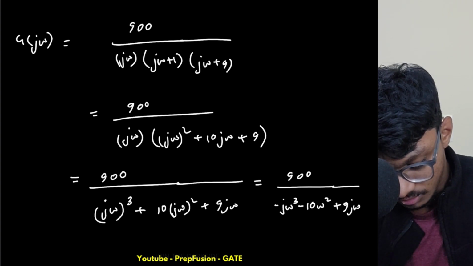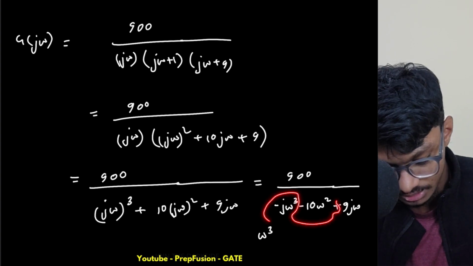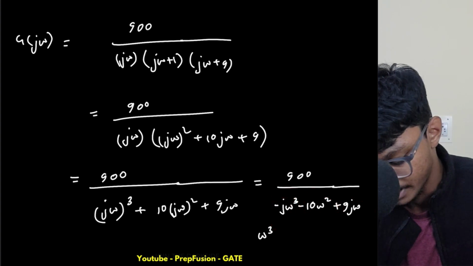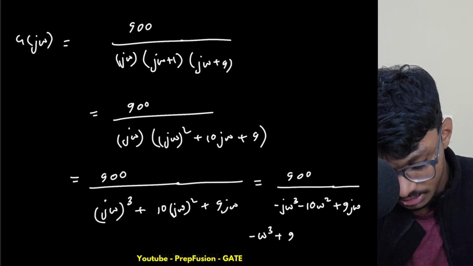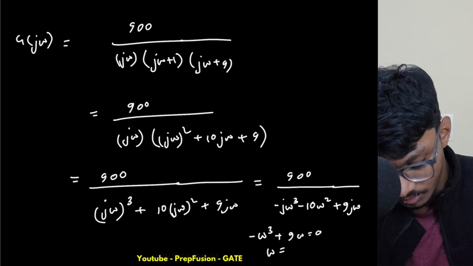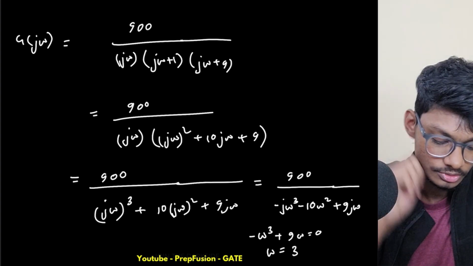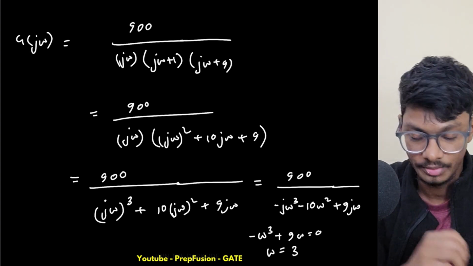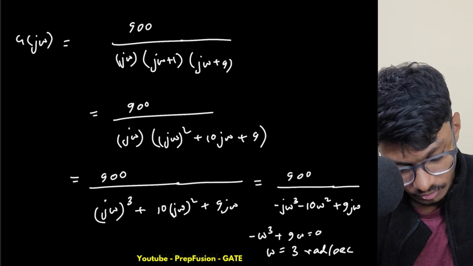Okay, omega cube, so this has to be 0, right? This part has to be 0, this has to remain. So minus omega cube plus 9 omega has to be 0, so omega will be equal to 3, because I will reject the omega equals 0 solution, and omega equals minus 3, because it has to be positive. So like this also you can find it in a faster manner.